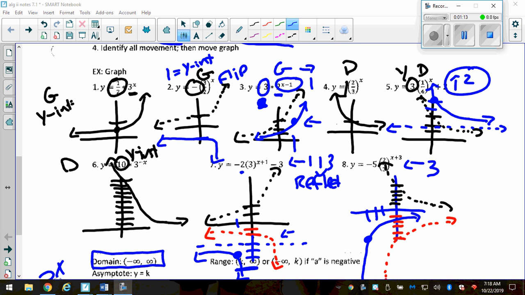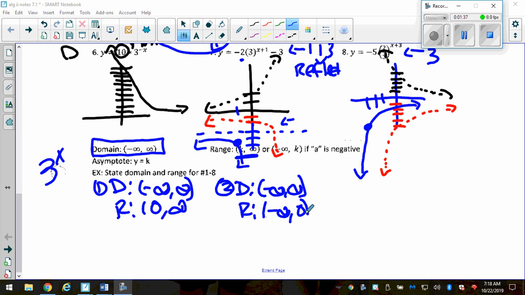And check on number 2 right here. Again, the domain will be negative infinity to infinity. There's no k value again. We know up and down, but it is flipped this time. So make sure you note we flipped. That's going to flip the range. Everything up to this right here is going to work, so that's going to be negative infinity to 0. Negative infinity to 0.